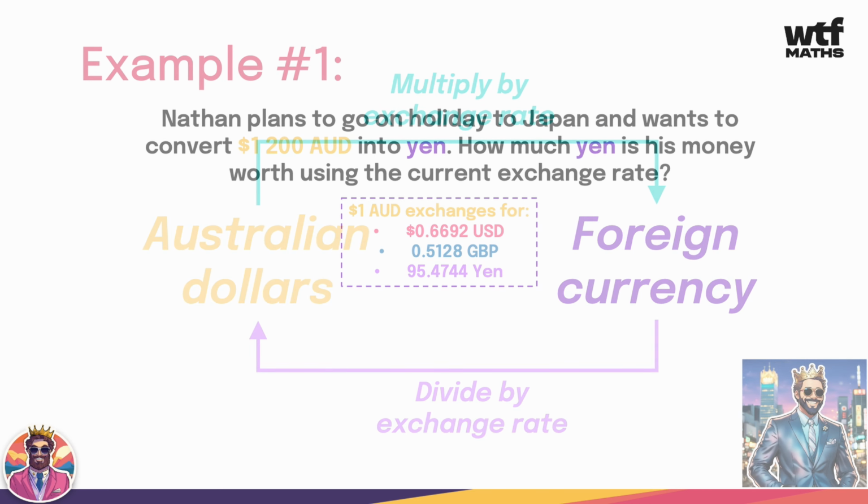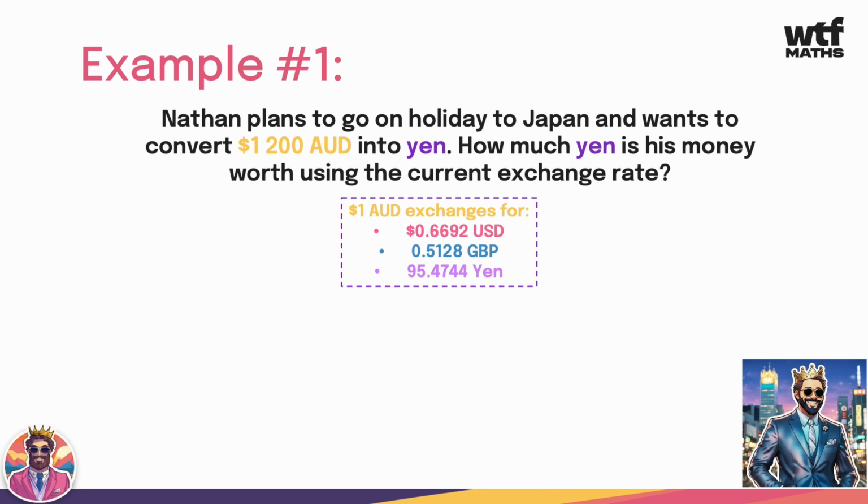For example, Nathan plans to go on a holiday to Japan and wants to convert 1,200 Australian dollars into yen. How much yen is his money worth using the current exchange rate? So the first thing we need to do is look at the yen exchange rate, and because we're going from Australian to a foreign currency, we're going to multiply by the exchange rate.